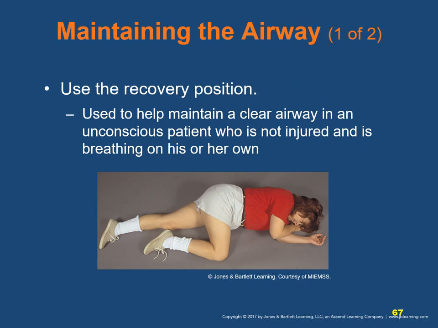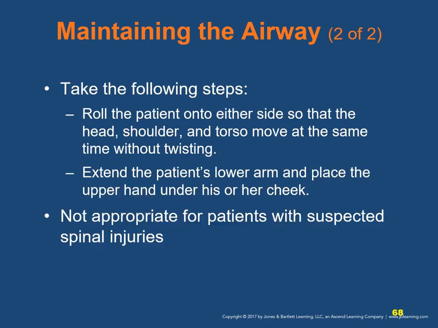Now, maintaining the airway. The recovery position is used to help maintain a clear airway in an unconscious patient who is not injured and is breathing on his or her own with a normal respiratory rate and adequate tidal volume, or depth of breathing. The steps to put the patient in the recovery position are as follows. Roll the patient onto either side so the head, shoulders, and torso move at the same time without twisting. Extend the patient's lower arm and place the upper hand under his or her cheek. For patients who have resumed spontaneous breathing after being resuscitated, the recovery position will prevent aspiration of vomitus.